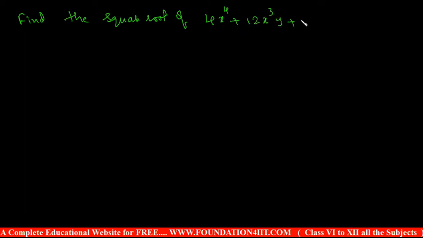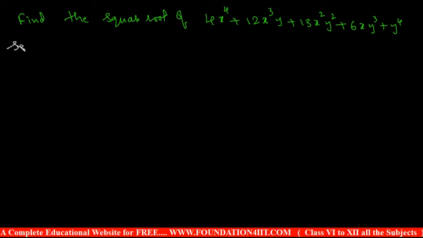Let us take one example. Find the square root, with the same division method, of a bigger polynomial: 4x power 4 plus 12x cube y plus 13x square y square plus 6 y cube plus y to the power 4. This one I should find the square root of.